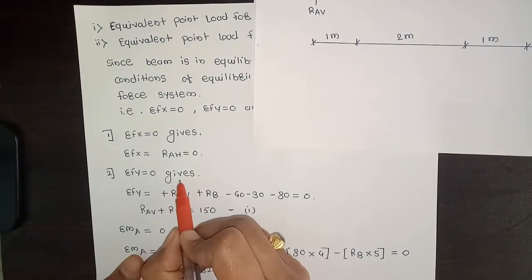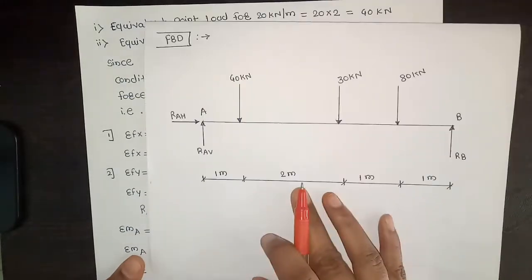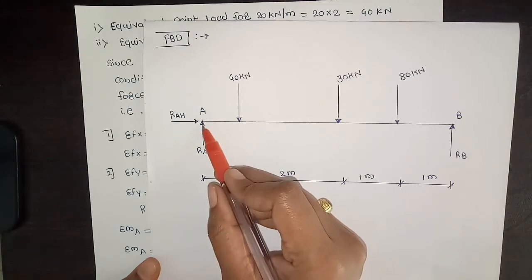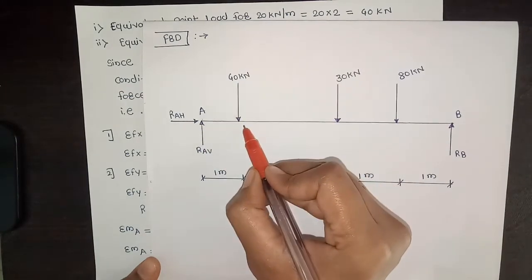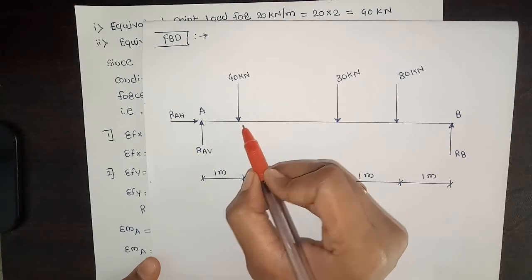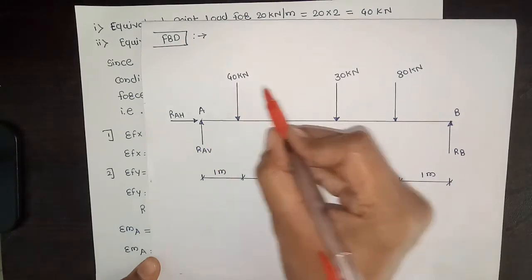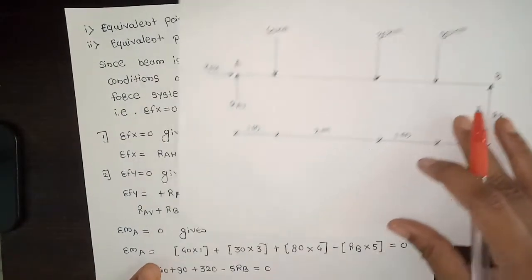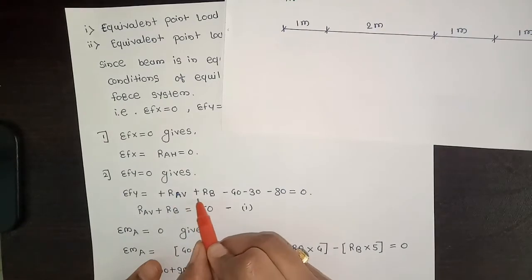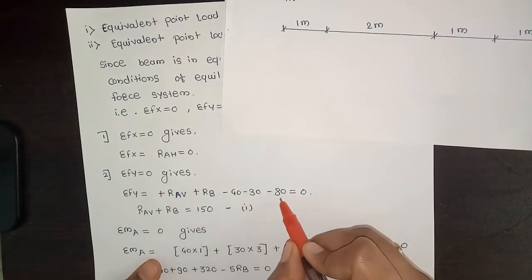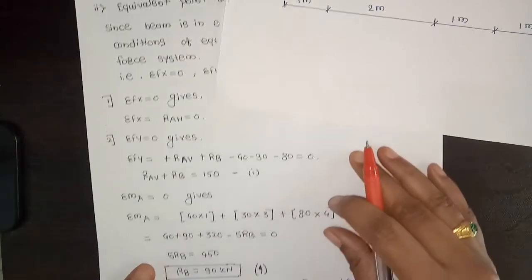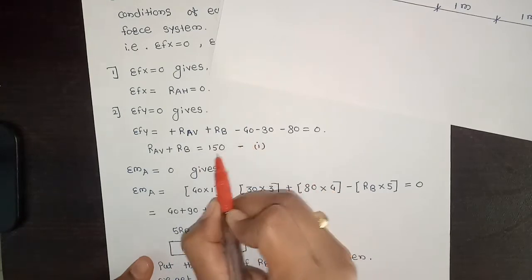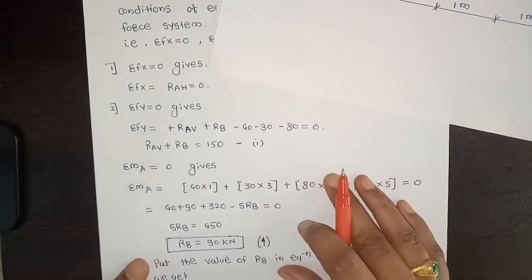Then summation Fy is equal to 0. It gives the algebraic sum of all y components, with the upward direction taken as positive and the downward direction as negative. So RAV minus 40 minus 30 minus 80 plus RB is equal to 0. That is, RAV plus RB minus 40 minus 30 minus 80 is equal to 0. Then we get RAV plus RB is equal to 150. This is equation number 1.